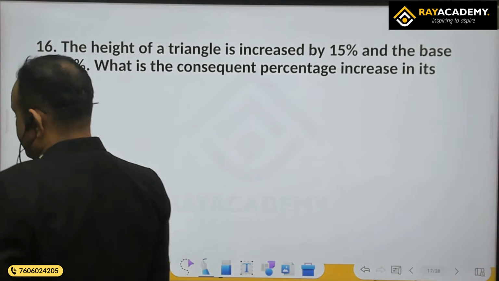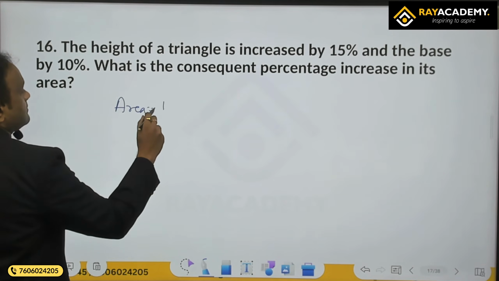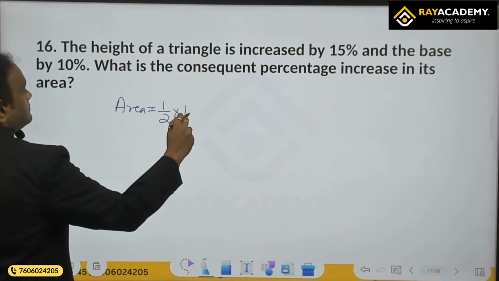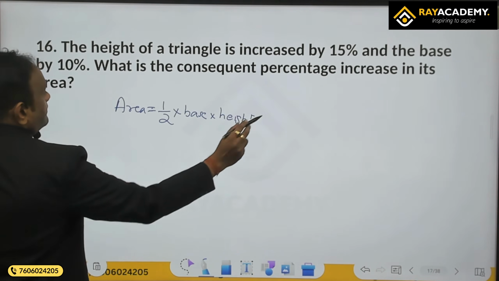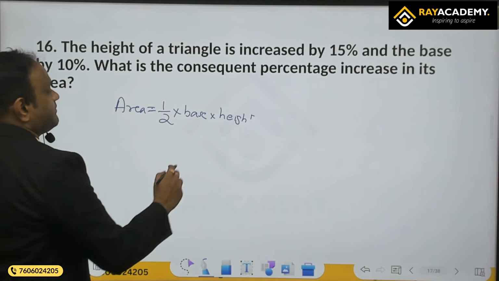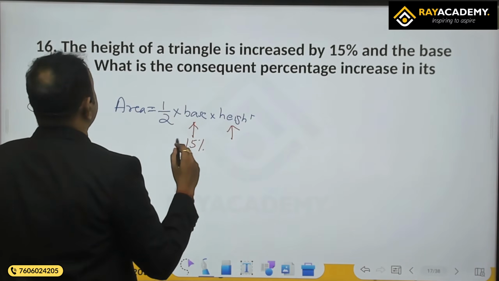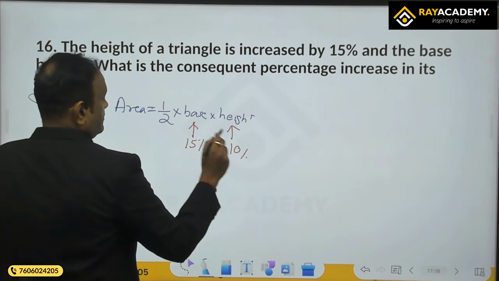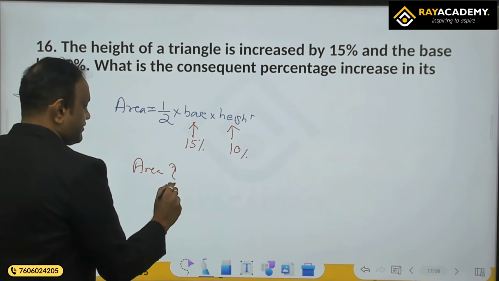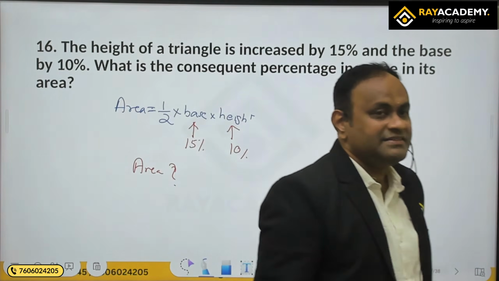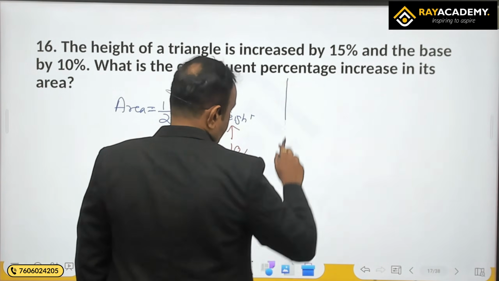So what you have to do? First look at the area formula. Area is half into base into height. The base increases by 15% and the height increases by 10%, then what will be the effect on area? Okay, we know the successive change formula, and we have to apply it here.